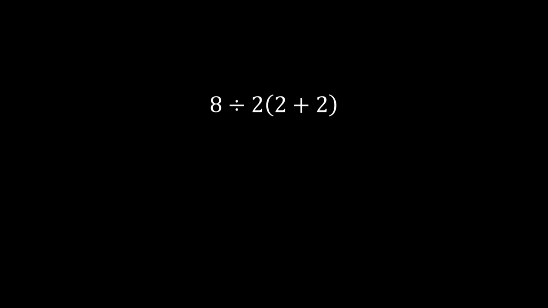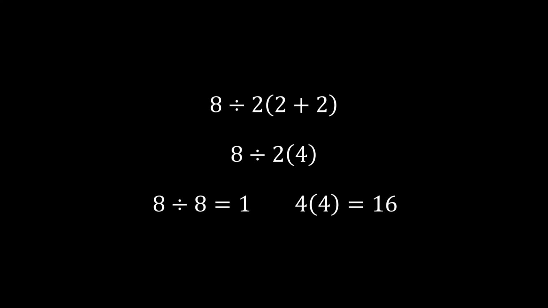Well, first, B for brackets, so 2 plus 2 is 4. Next, I for indices, which we don't have anywhere. But here's where we run into a problem. This nothing here means multiplication. So, BIMDAS or BIDMAS, do we do multiplication or division first? With BIMDAS, we get 1. With BIDMAS, we get 16. Which one is right? This divided the internet into two groups, those who learned BIMDAS and those who learned BIDMAS.